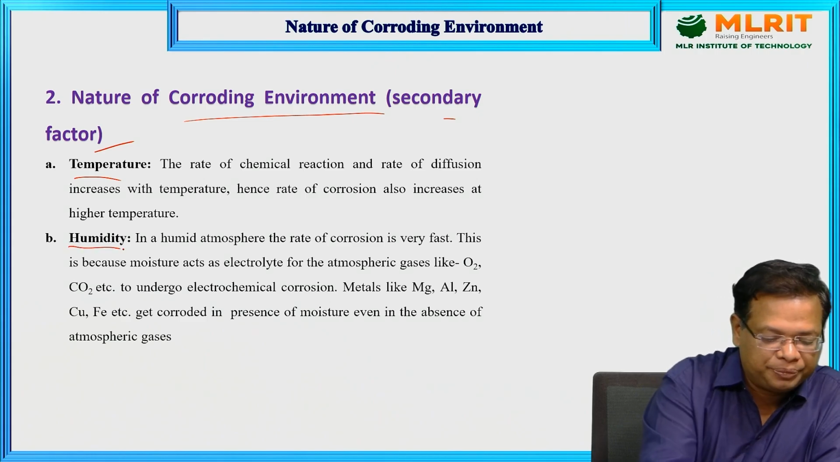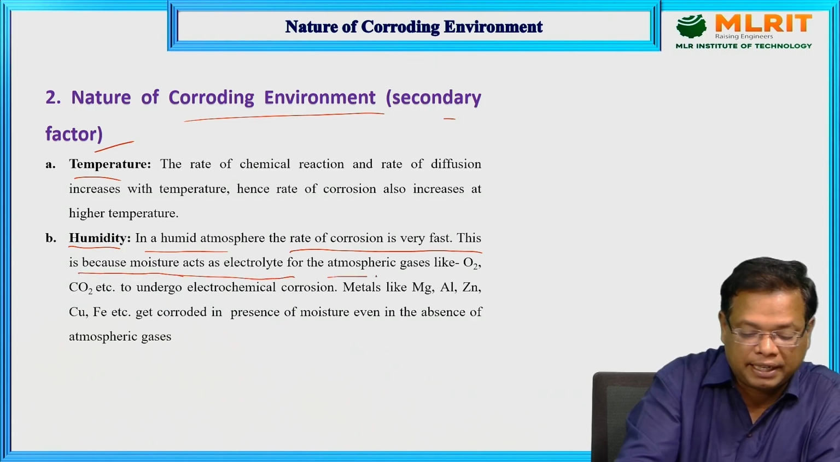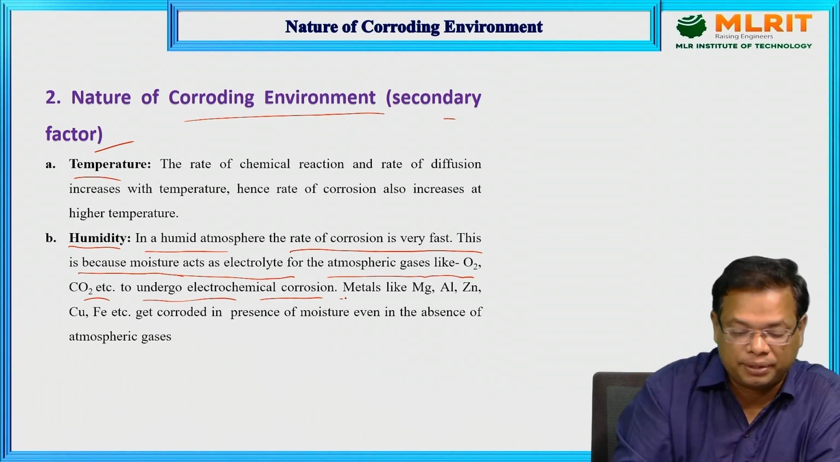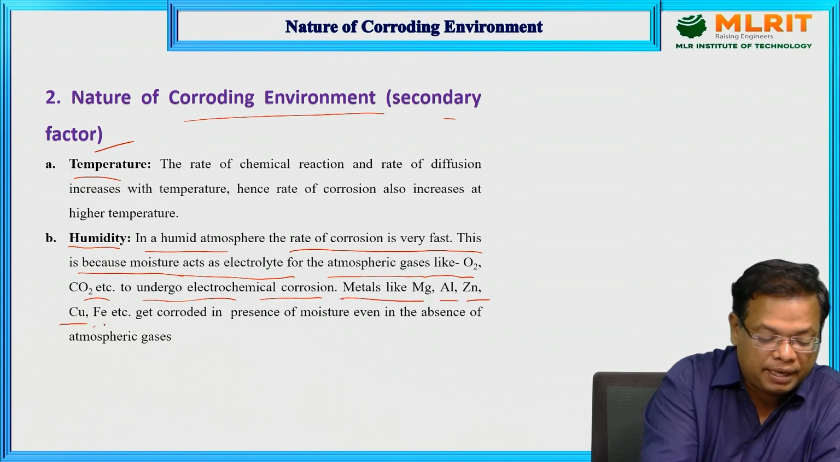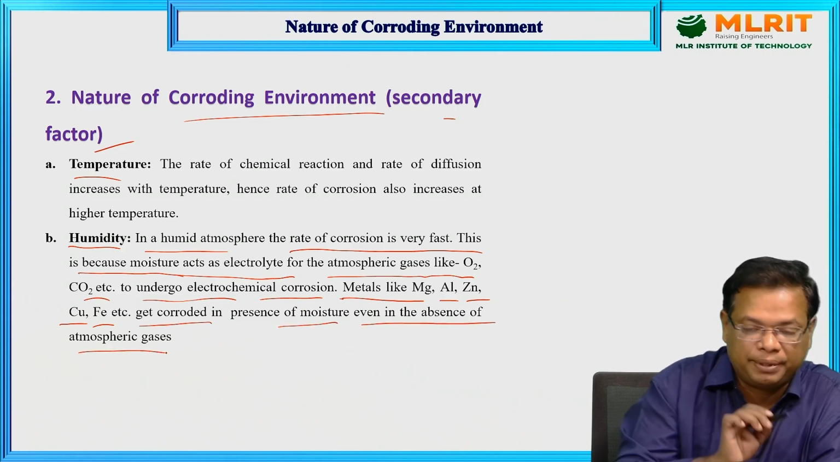Humidity. In a humid atmosphere, the rate of the corrosion is very fast. This is because the moisture acts as an electrolyte for the atmospheric gases like O2, CO2 to undergo electrochemical corrosion. Metals like magnesium, aluminum, zinc, copper, iron get corroded in the presence of the moisture, even in the absence of the atmospheric gases.